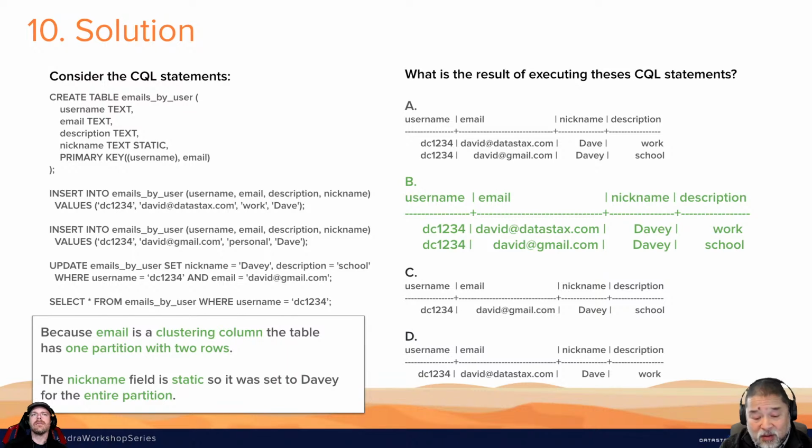And if you were to use SSTable dump and look at how this was stored in a table, you'd see that the static column has only one entry for the entire partition. So the correct answer is B.